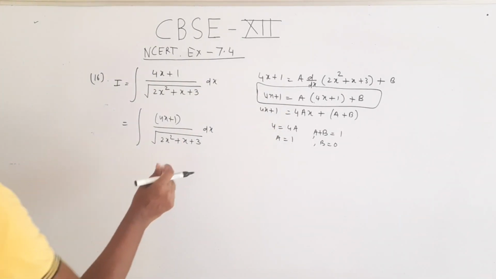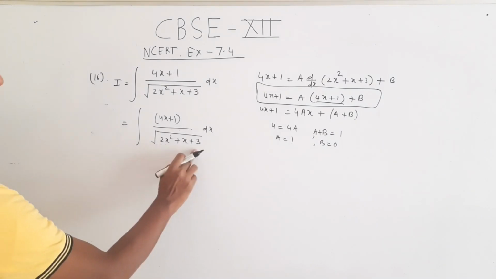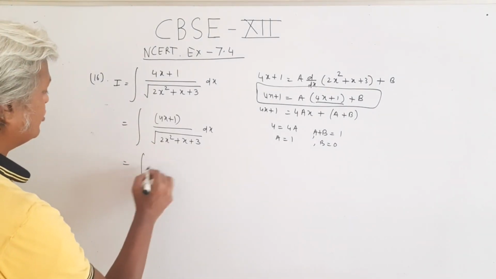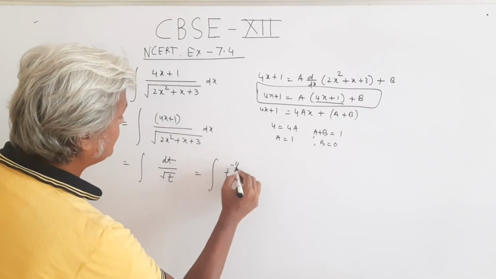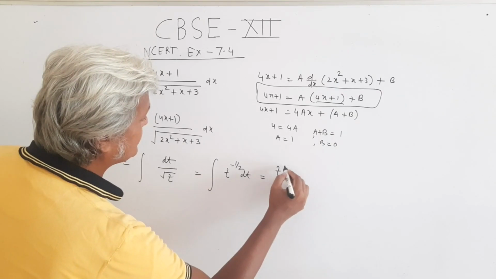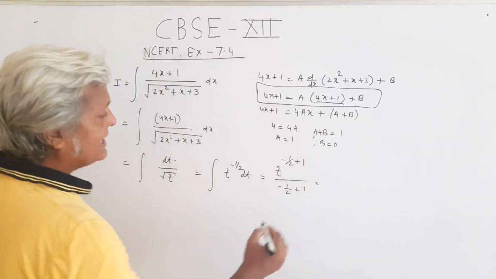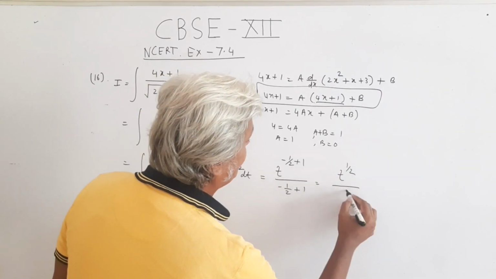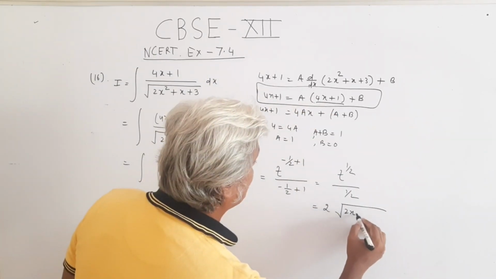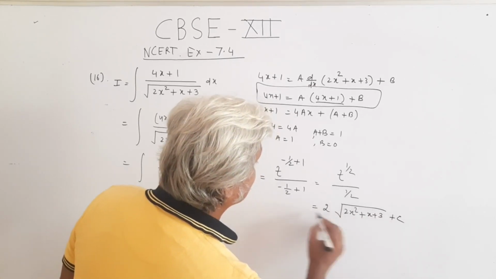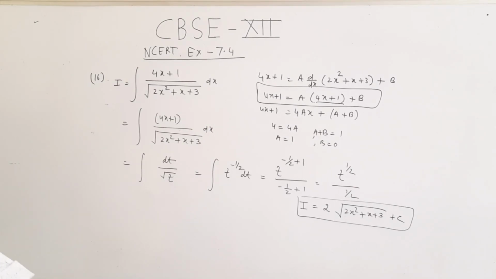Otherwise, if you go by proper substitution, and take 2x square plus x plus 3 as t, you will get 4x plus 1, which is nothing but the differentiation of this expression. So your form directly becomes dt over under root t, and that is the integration of t to the power minus half dt. On integration this gives t to the power of minus half plus 1 over minus half plus 1, and that gives t to the power half over half. This you can write as 2, and in place of t to the power half you write the square root of 2x square plus x plus 3, and c is the constant of integration. This is your answer.